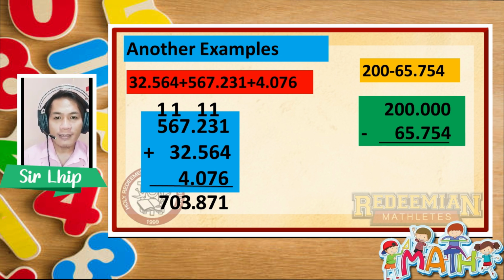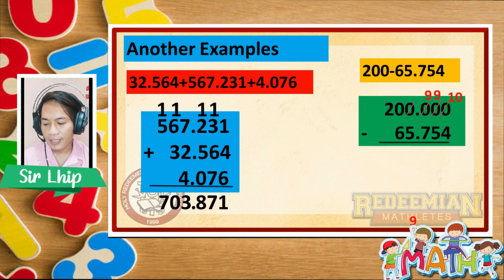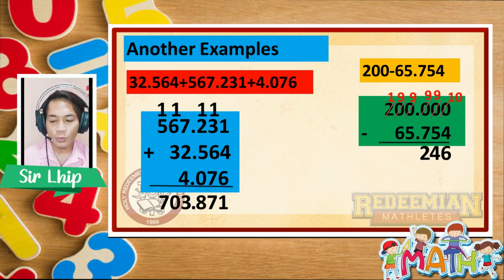Another example, 200 minus 65 and 754 thousandths. Since 200 is a whole number, we need to add 0 before we subtract. So, 200.000 minus 65.754. So, we need to regroup. 0 becomes 10. 0 becomes 9, another 0 becomes 9, then 0 becomes 9 again, then 2 becomes 1. Then subtract. 10 minus 4 equals 6, 9 minus 5 equals 4, 9 minus 7 equals 2.